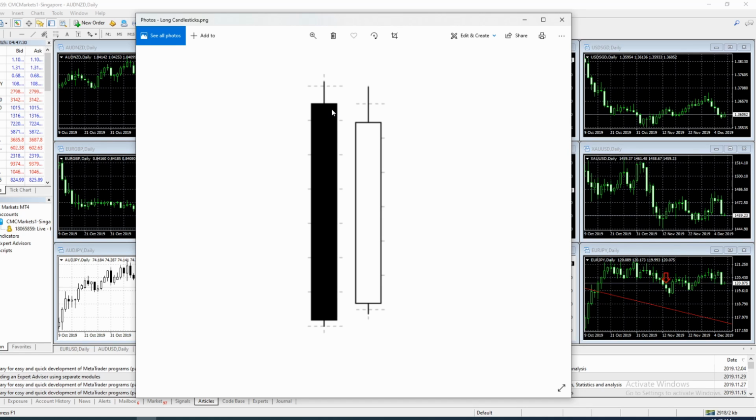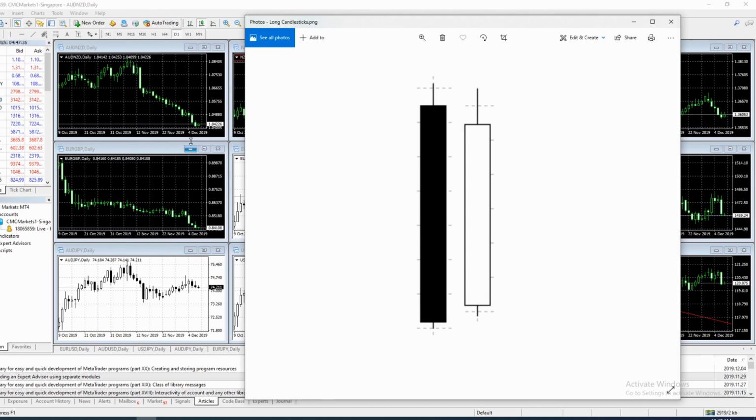So the candle can be an upwards candle or a downwards candle. For example, if you see in my charts here, white ones are actually downward candles. That means it closed lower than the open. Whereas the ones with the black body are upward candles. That means it closed higher than the open price.